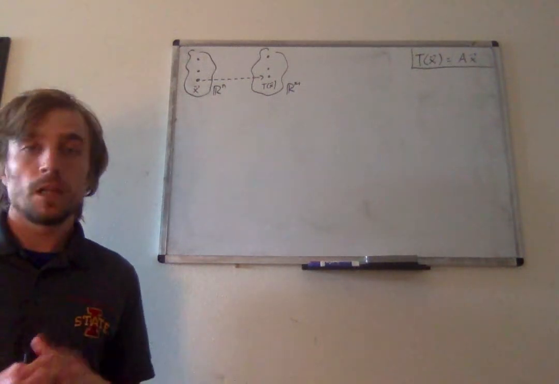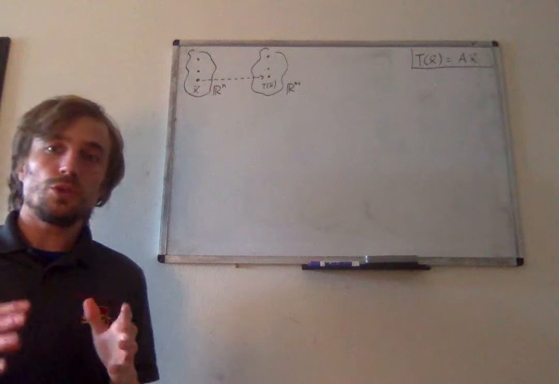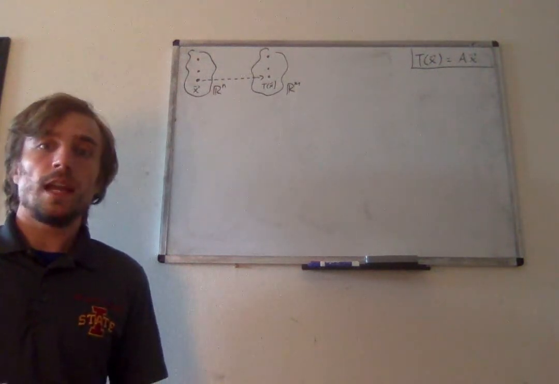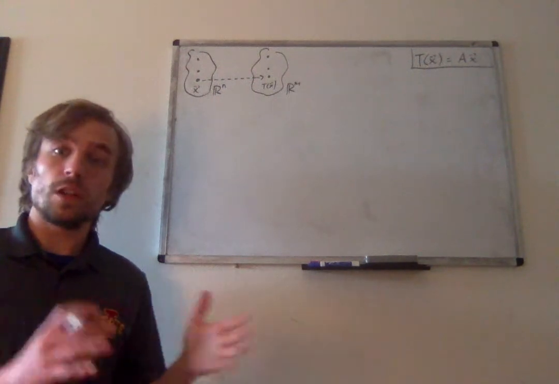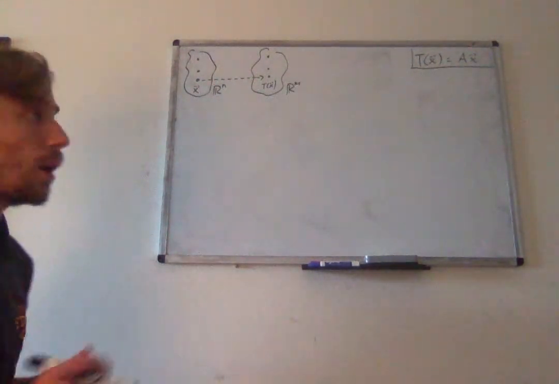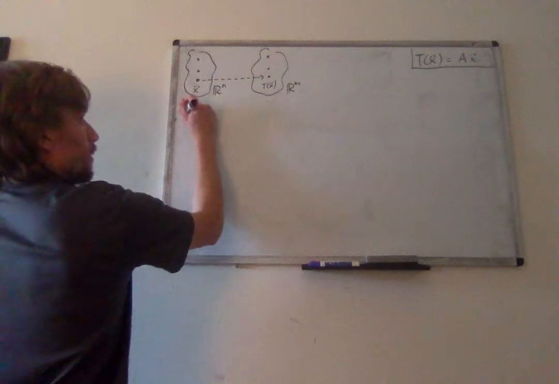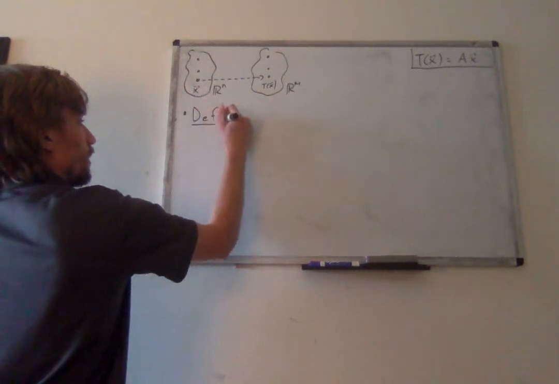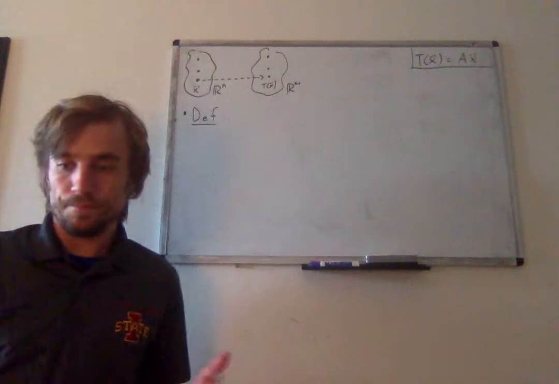Keep that in mind. So we want to talk about two distinct properties that a linear transformation can have. And then we want to discuss how we can determine when a linear transformation is going to have those properties based on the matrix A that is associated with it. So I want to just jump right into it.